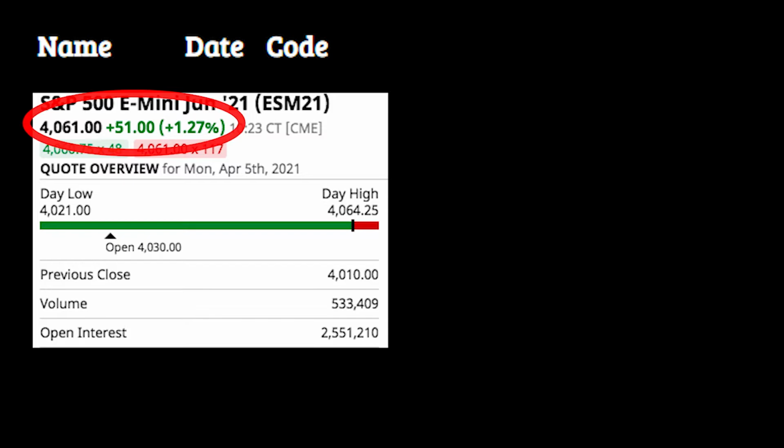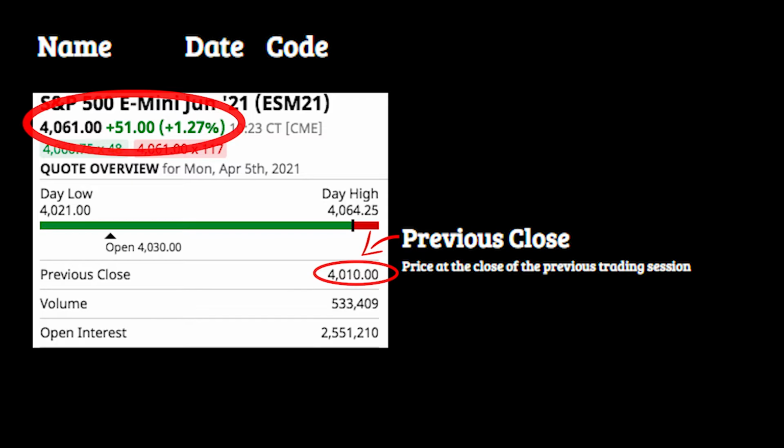And the green number right next to it just indicates the price change. Green meaning that it went up. If it was red, it would mean that it went down. So in this case, it went up 51 points compared to the previous close right here. Previous close means what it closed at in the previous trading session.